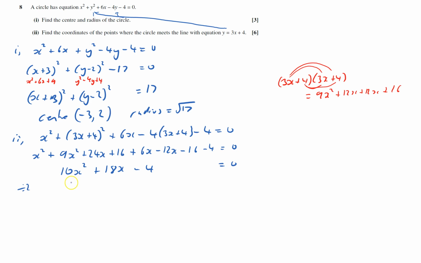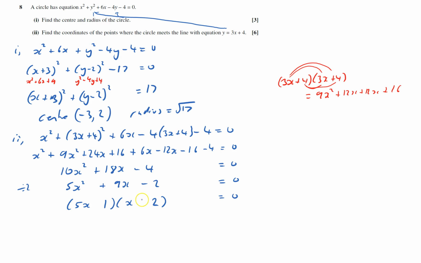Divide through by 2, because they're all even. So that'd be 5x squared plus 9x, take away 2, equals 0. I'm hoping this is going to factorise. If it does, it's going to have to be 5x and x. And it's going to have to be 2 and 1. I've got to get 9, so pretty obviously 2 is going to be there and 1's there, because the 5x will hit the 2. It's going to be minus 2, so 1's positive and 1's negative.